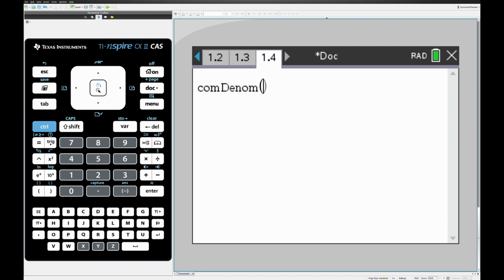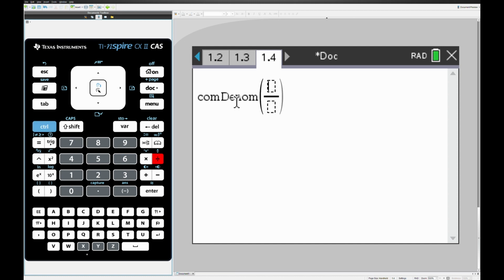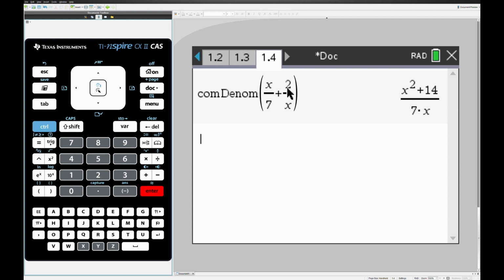From here, it's as easy as putting our problem into the CAS. Oops, there should be a 2 there. And then pressing enter. The calculator identifies that these two fractions need to have a common denominator. The calculator does this and then combines them like regular fractions.